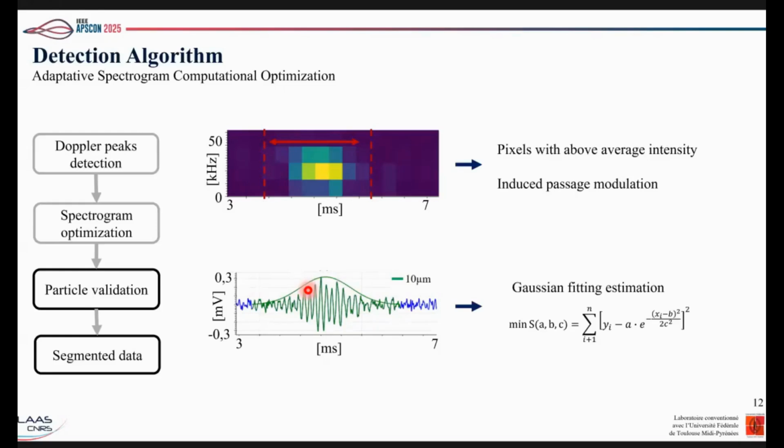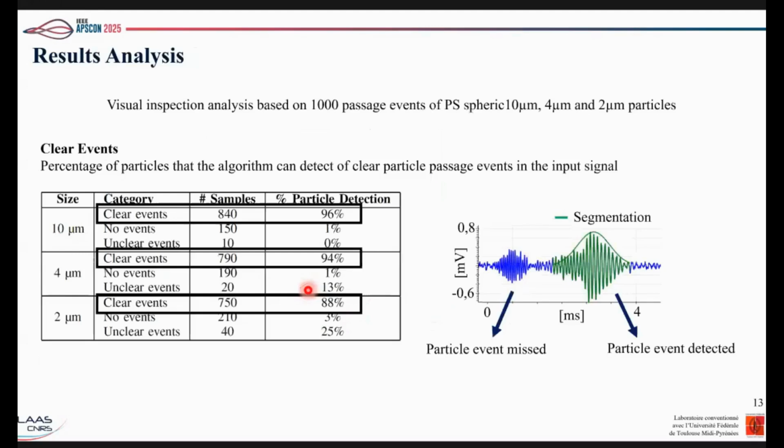Once we implement all these algorithms, we analyze how good they are. For that, we evaluate the passage of 10,000 microparticles. We are working with polystyrene microplastic spheres with sizes ranging between 10 micrometers and 2 micrometers. The idea was to capture a lot of data based on the Doppler peak algorithm, and then use the spectrogram algorithm to see if it is able to extract all the different information that we have here.